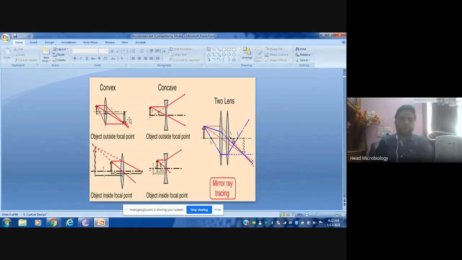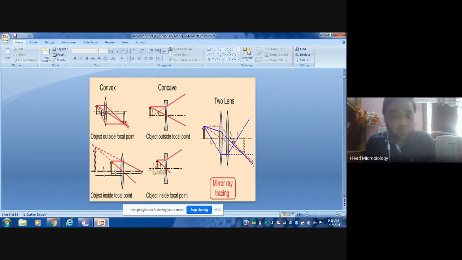This is how the image is formed. In case of convex lenses, if you place the object away from the focal point or focus, then the image is created on the other side, which is an inverted and enlarged image. Is it clear for you? Yes, sir. Okay. If the object is placed at the focus point, then the image is created at infinity distance. That is not required for us. Generally, we will be using this principle for our objective piece.